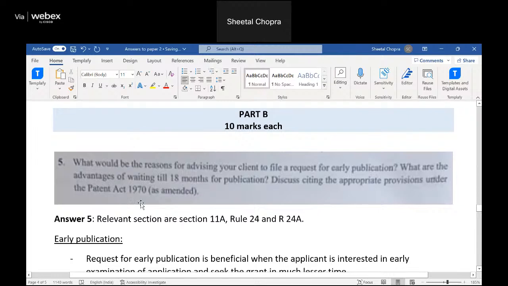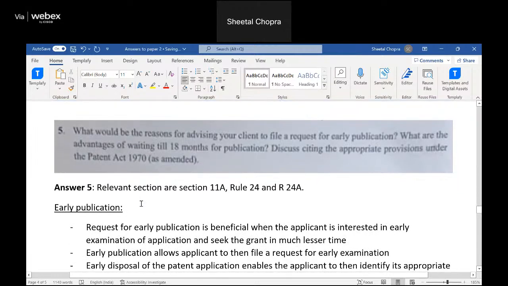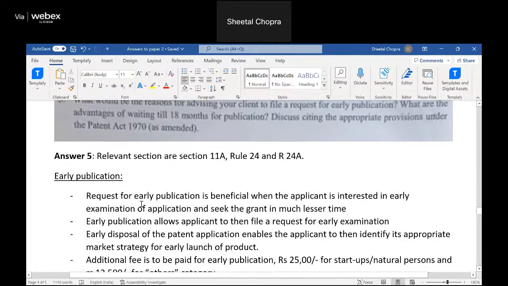One is, when will you advise your client to file for early examination? And when will you say that, okay, no, you wait for 18 months? So what are the benefits for waiting? So early publication is requested primarily because it is beneficial, as there is an expedited examination request that you can also file after having it published early.